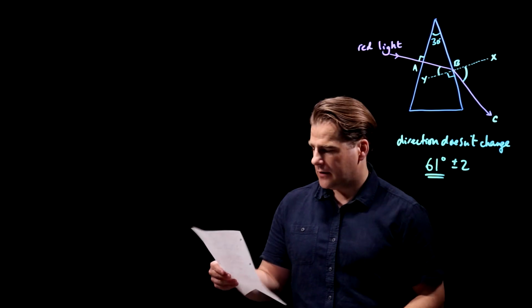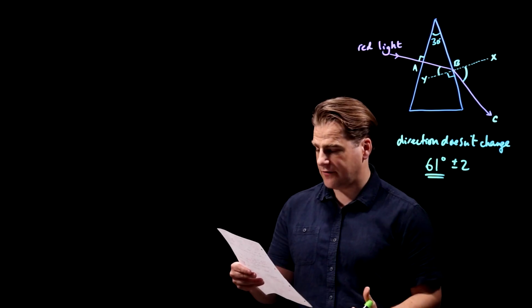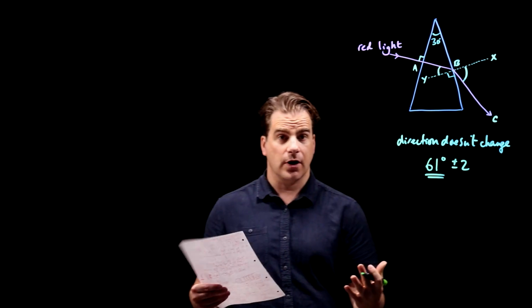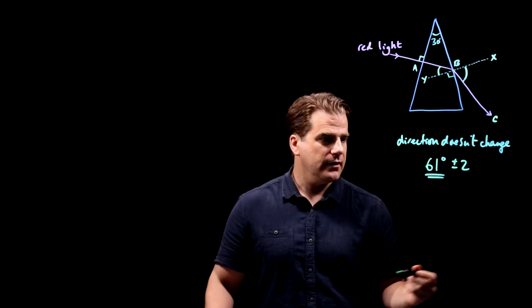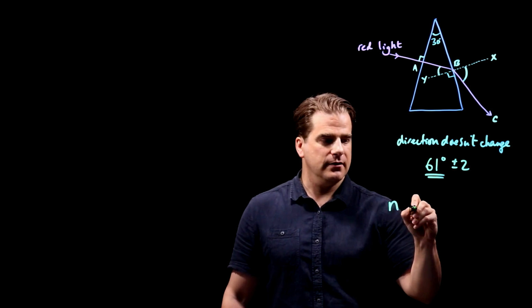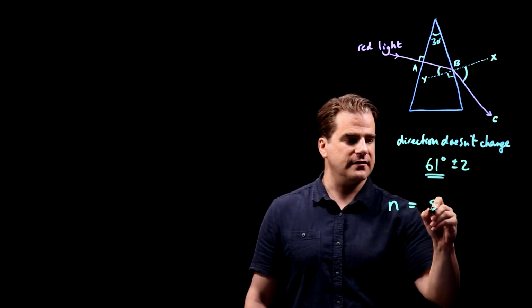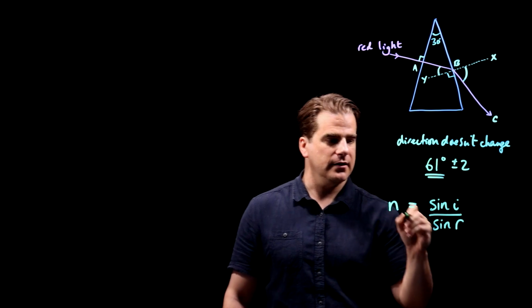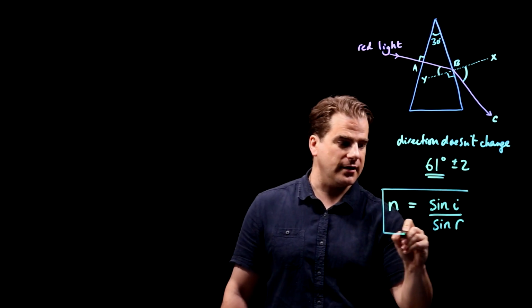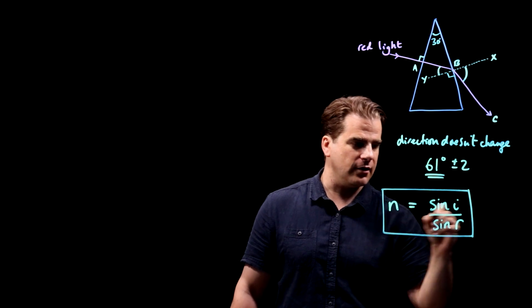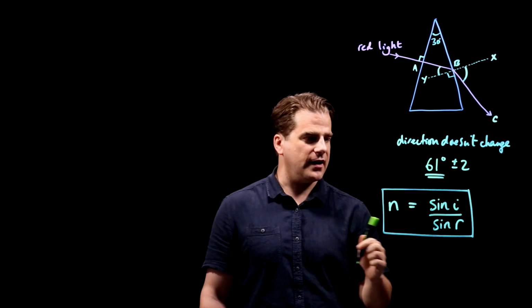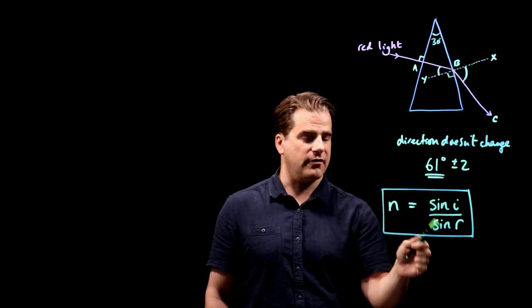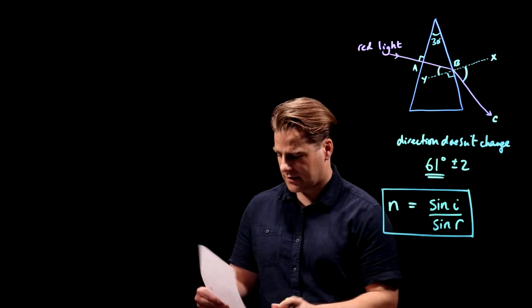Right. State the relationship between refractive index, angle of incidence, and angle of refraction. 1 mark. Okay? You've just got to know this off by heart, right? n, that's the refractive index, is sine i over sine r. Okay? Learn that right now. You need to know that. Refractive index is sine of the angle of incidence divided by sine of the angle of refraction. That's it.